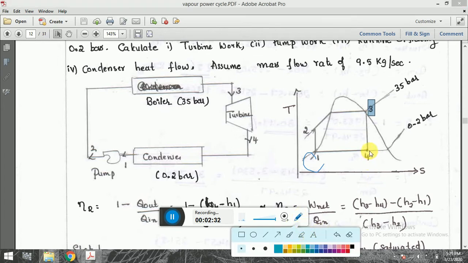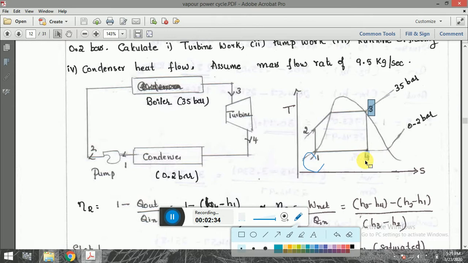4 is the outlet of the turbine. 3 is the inlet of the turbine. 4 is the outlet of the turbine.